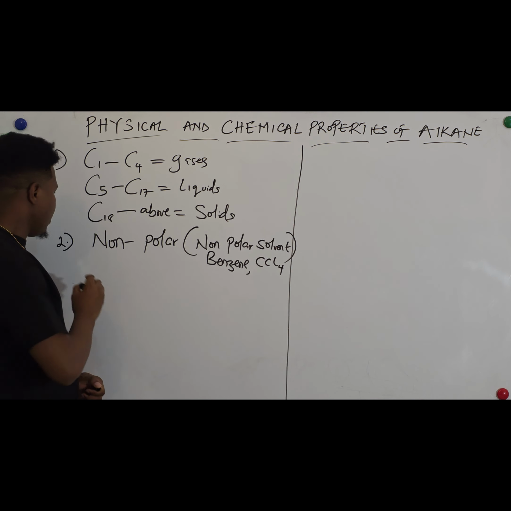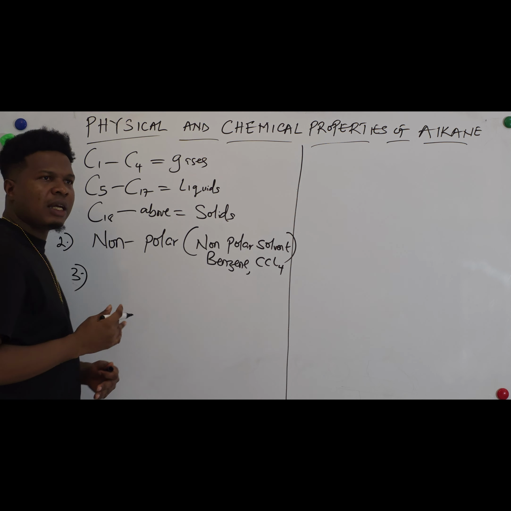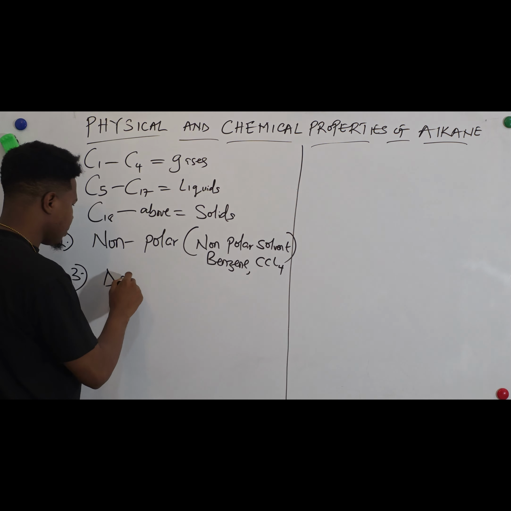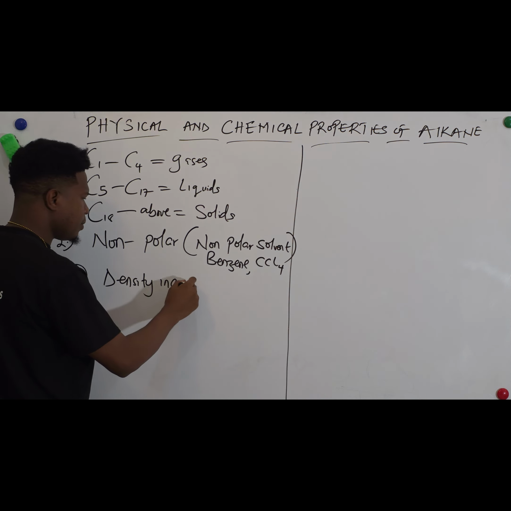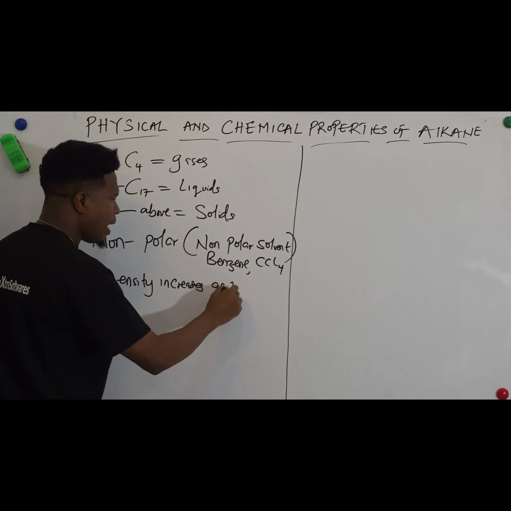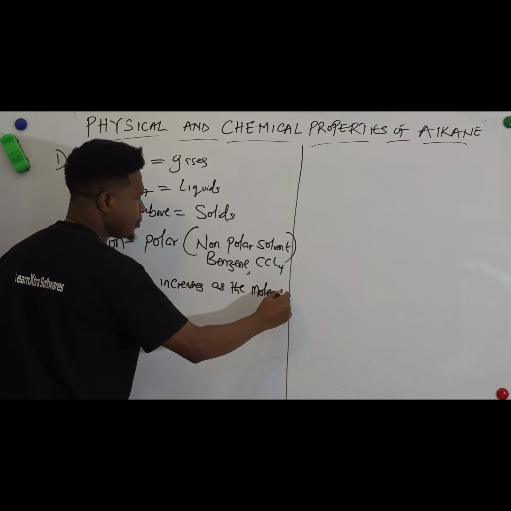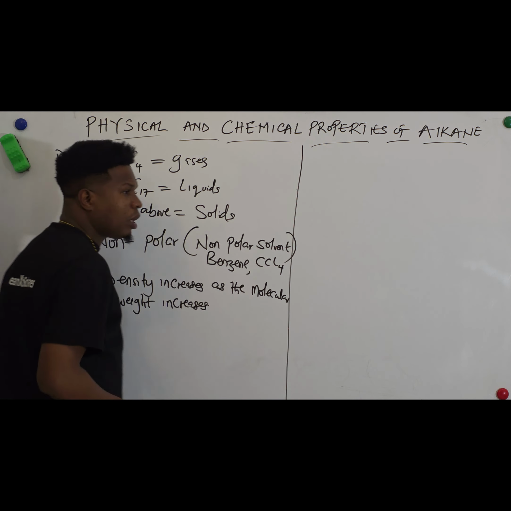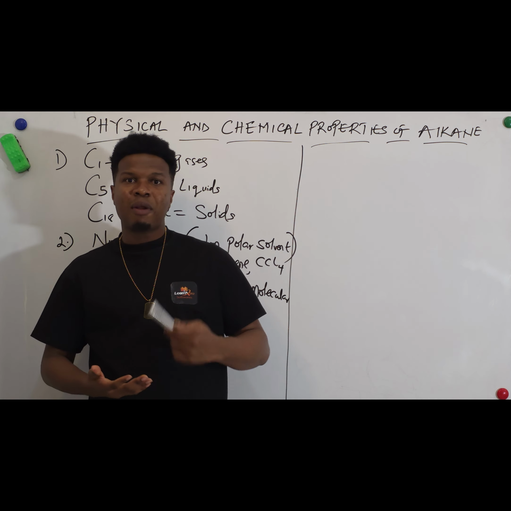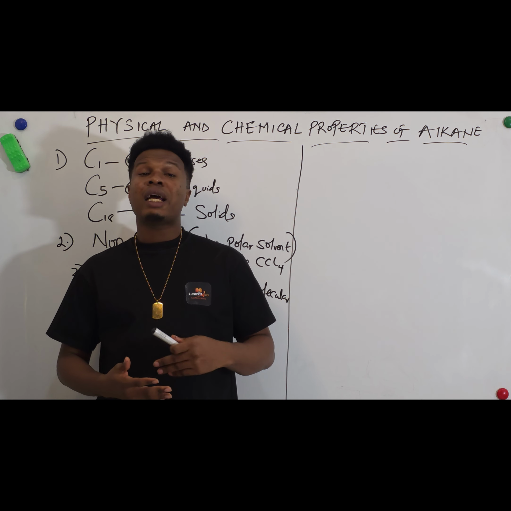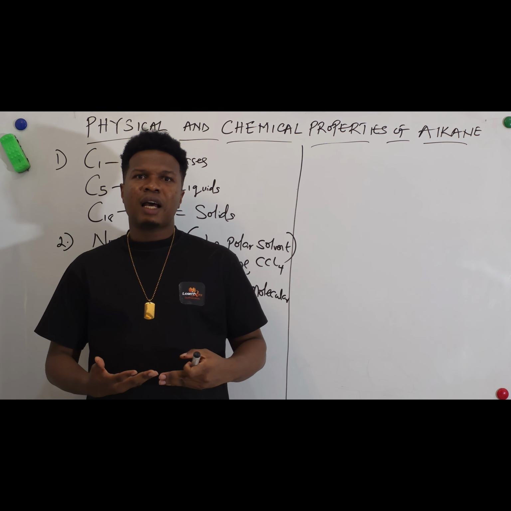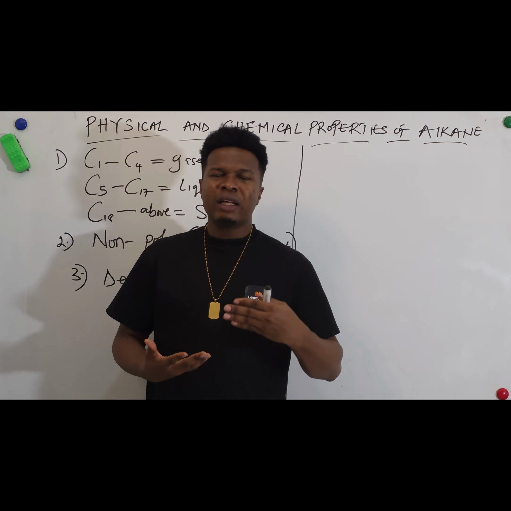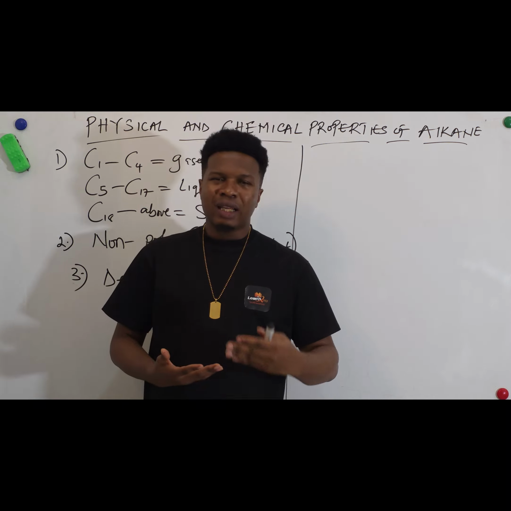Number three is that the density of alkanes increases as their molecular weight increases. When we talk about the molecular weight, we're talking about the number of carbon atoms, right? As the number of carbon atoms increases, their molecular weight or their density also increases. So how dense an alkane is depends on the molecular weight. The heavier the compound, the higher the number of carbon atoms, or the higher the molecular weight, right?